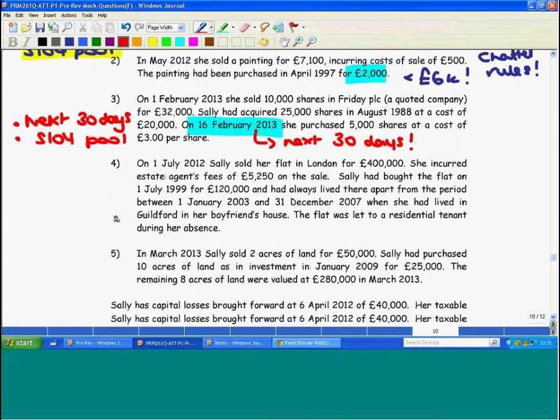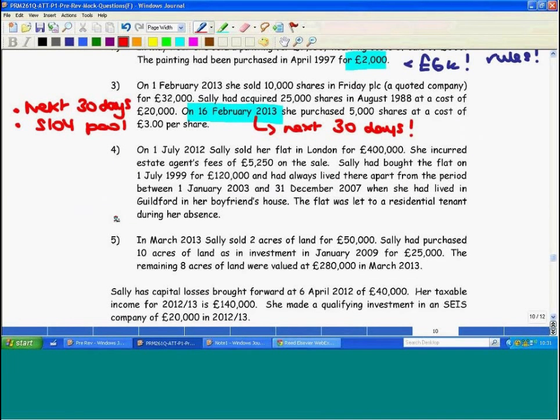Item number 4, she sold her flat. So when we think about properties, we should be considering principal private residence relief, PPR, but of course we have to have lived in a property at some point in time for us to qualify for PPR. Now, she bought the flat and she'd always lived there, so as soon as we see the fact she's always lived there, then we can be considering PPR.